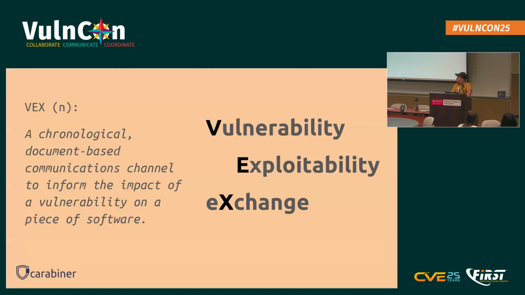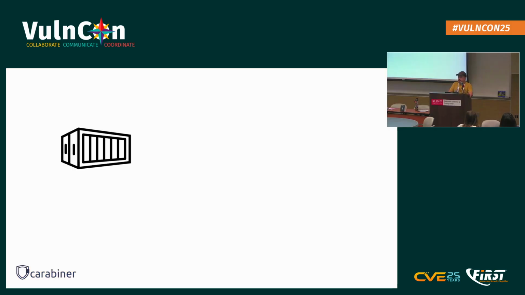So what is VEX? VEX is a chronological system of documents where you issue impact assessments of vulnerabilities on your product. So if my product has a vulnerability, does it affect me or not? And the evolution of that knowledge over time. So this is how we see VEX working, especially the way we see VEX working in OpenVEX.